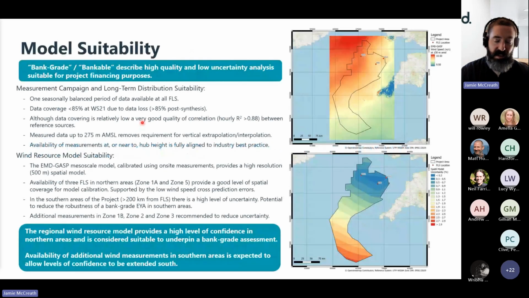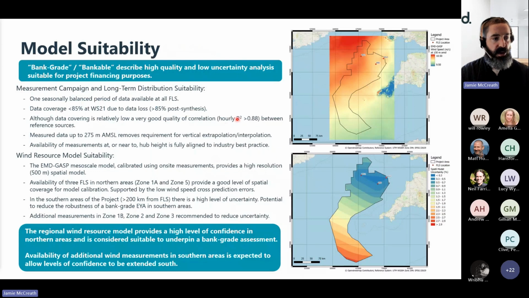And I suppose something that I didn't really touch on in the start of the presentation was people always use the terms bank grade or bankable, but it's what that actually means. It's basically describing high quality, low uncertainty analysis that's going to be suitable for underpinning a finance grade energy yield assessment for financing a project. So there's two aspects. We've got the measurement campaign and the long-term distribution that fed into the model, and then there's also the wind resource model itself and how valid they are in underpinning a bank grade assessment.